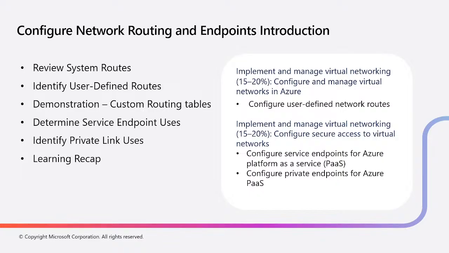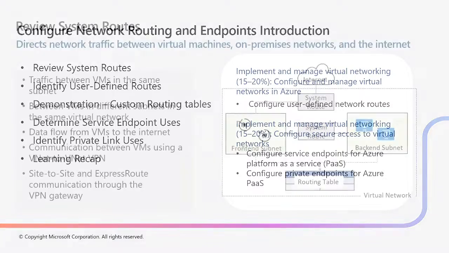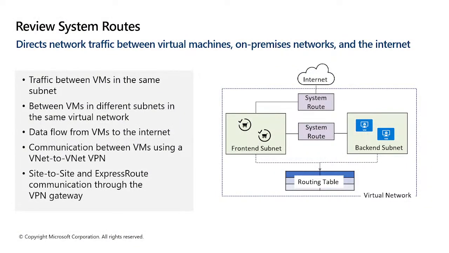Service endpoints. What do we even mean by service endpoint? Private link. What do we mean by private link? I think those are the 2 we really need to just talk about. But let's go ahead. For security purposes, yes, that's why we use those ones, but we'll get there. So system routes. Let's even talk about these.